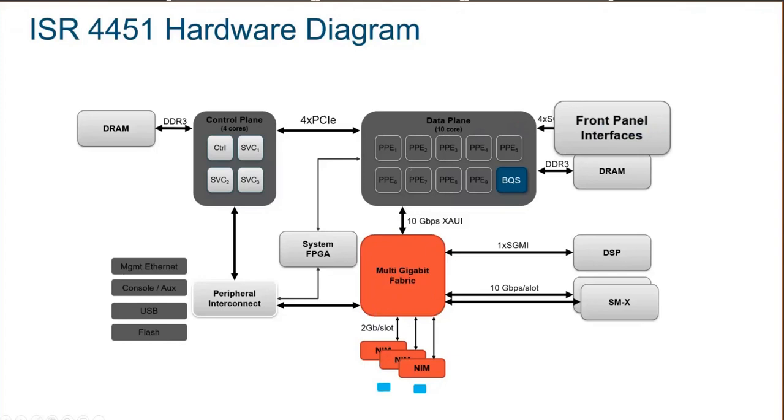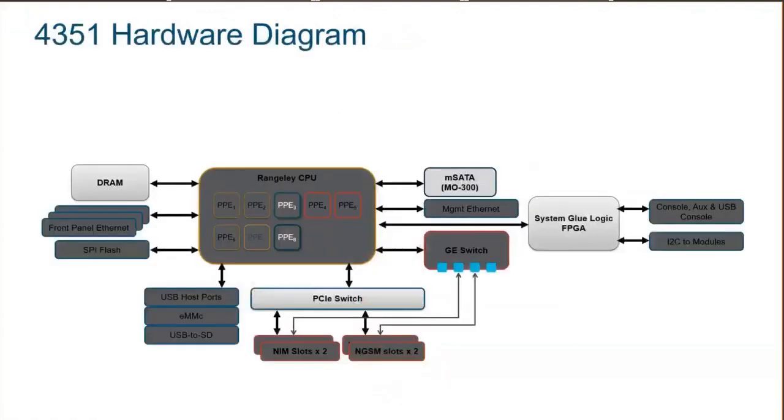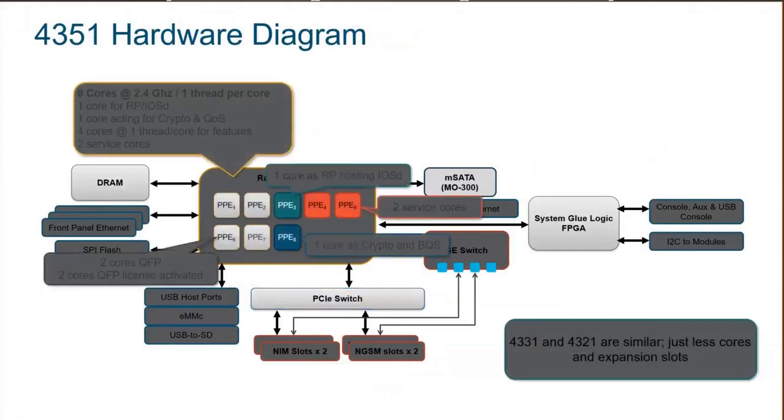But if the packet has to be switched within the same VLAN, the multi-gigabit fabric itself will take care of that. The packet will never go to the data plane. It will be switched back from here itself. So that will increase the throughput that the data plane can provide. The 4300 family and 4200 family don't have that multi-gigabit fabric, so all the traffic has to traverse the data plane.